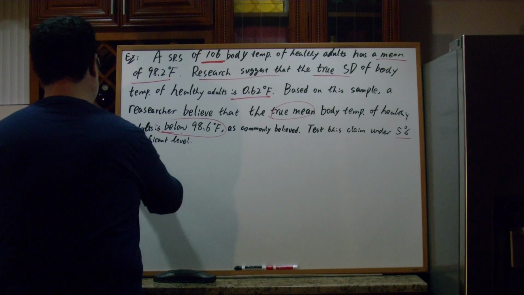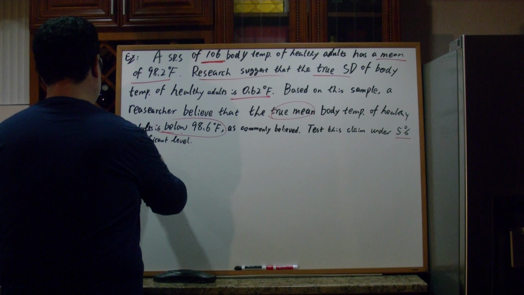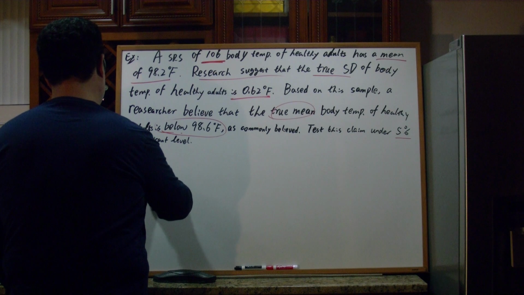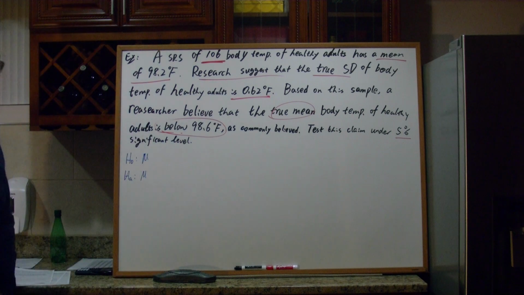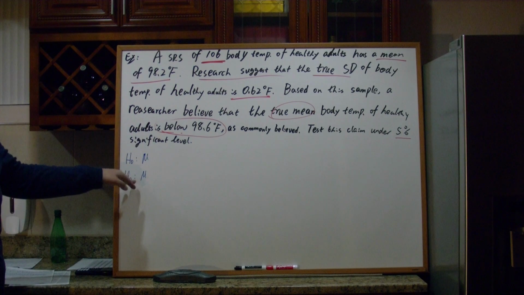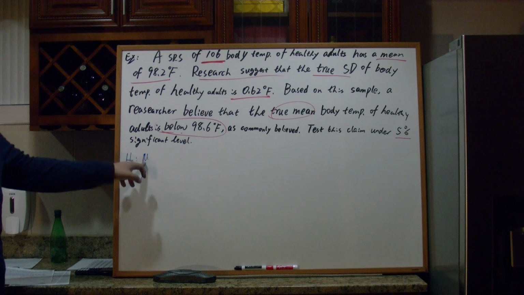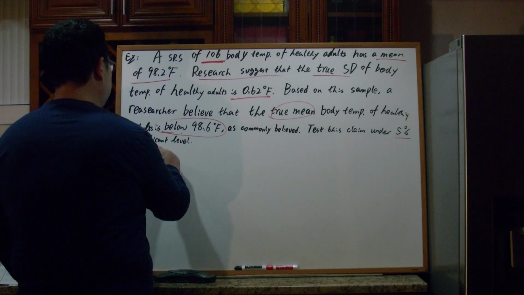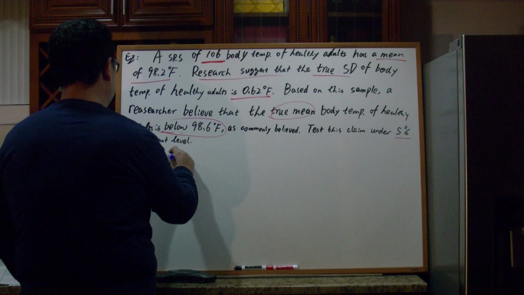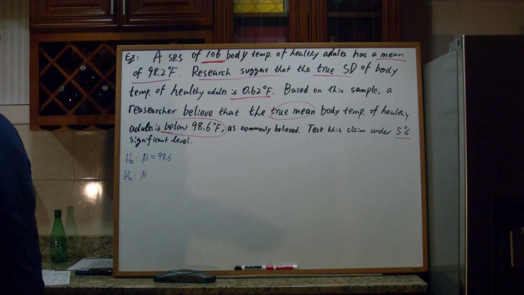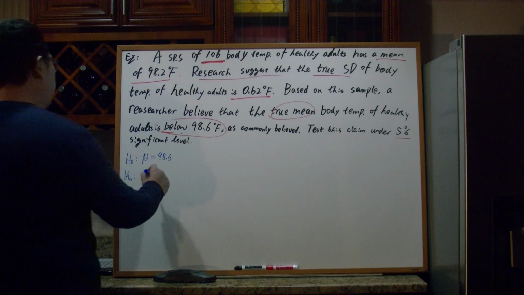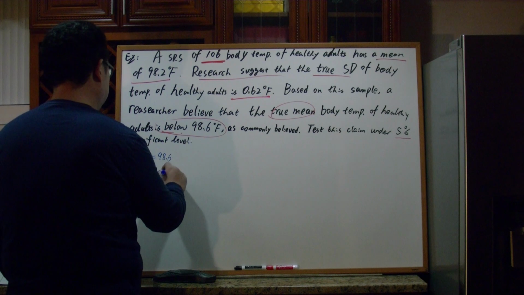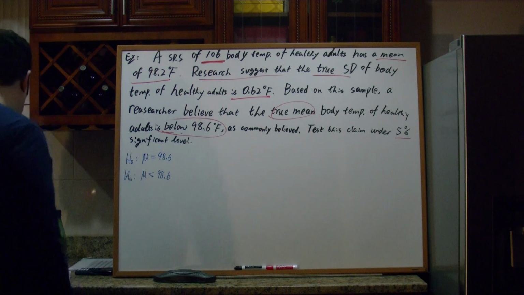First of all, identify the null and alternative hypotheses. They are claims about our population mean. The commonly believed value was our assumption, 98.6 degrees Fahrenheit for the population mean body temperature, and the belief or the claim is that it is below.